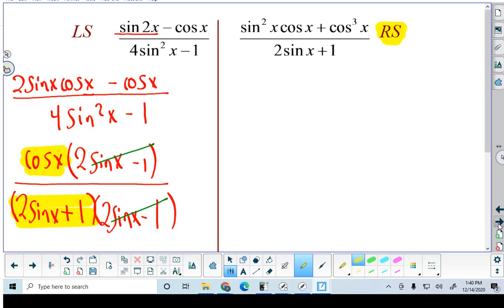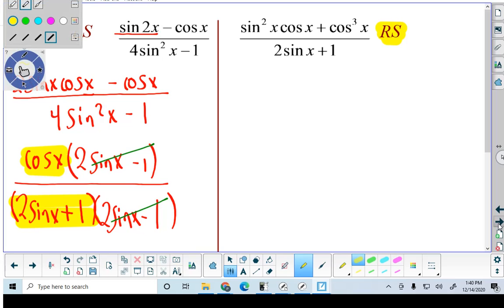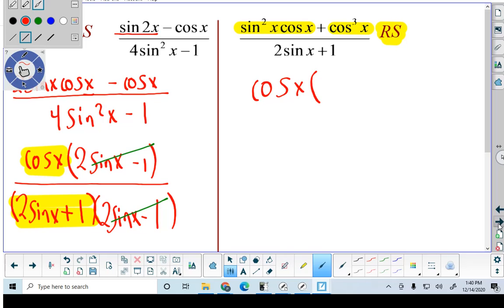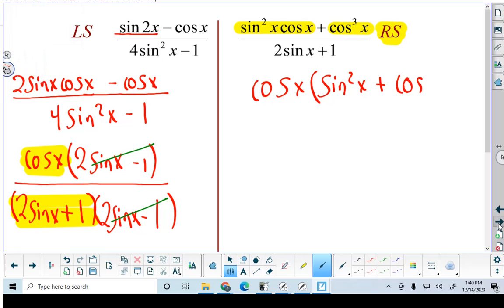Kathy already said we got a factor. So can you factor something out of the top? Well, let's find out. There's a common factor of cosine of x here on the top. I have this term plus this term, and there's a cos x in each term. So why don't I factor that cosine of x out, and what am I left with? Out of the first term, sine squared of x plus, out of the second, cos squared of x.